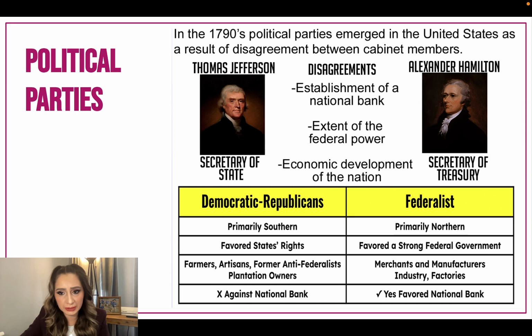While Hamilton and all his followers were primarily from the North. They favored a strong federal government. They're federalist. They were merchants, that's like business owners and manufacturers, industries and factories. And they were like, yes, we need a national bank. It's going to help create a stable economy. This is how political parties emerged in the United States, as a result of the disagreements between these two cabinet members.